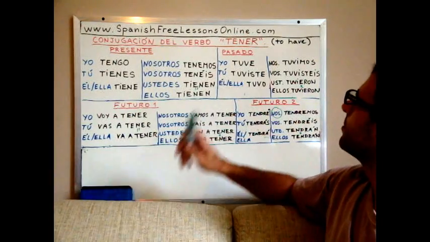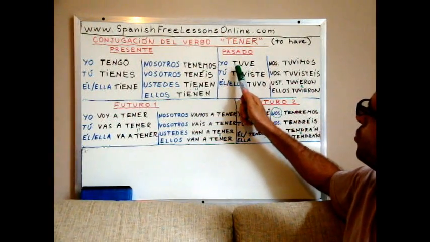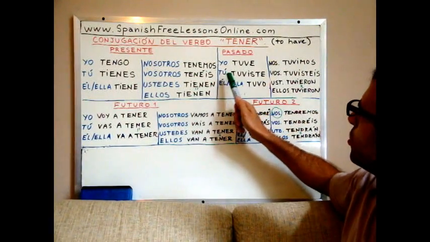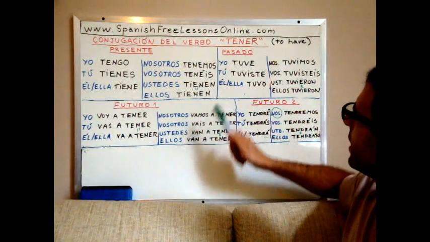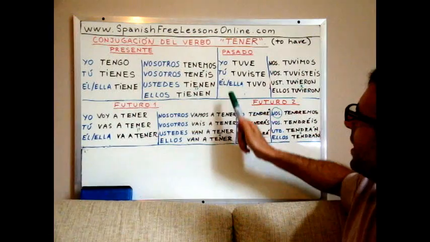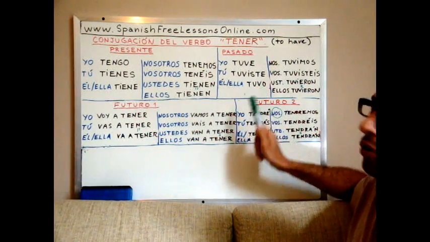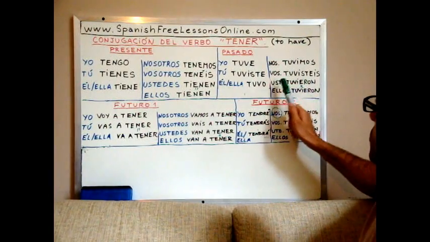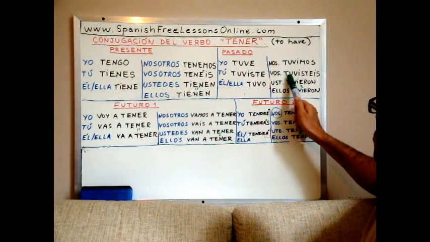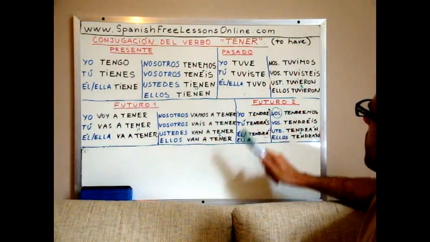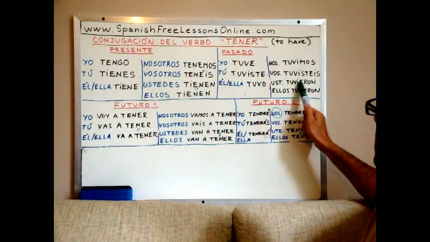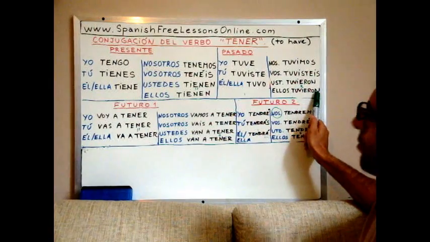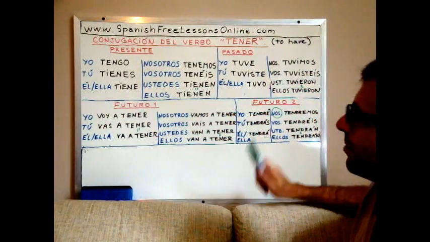Let's go to the past. Yo tuve, I had. Tú tuviste, él tuvo, or ella tuvo. Nosotros tuvimos, vosotros tuvisteis, ustedes tuvieron, and ellos tuvieron, for they had.